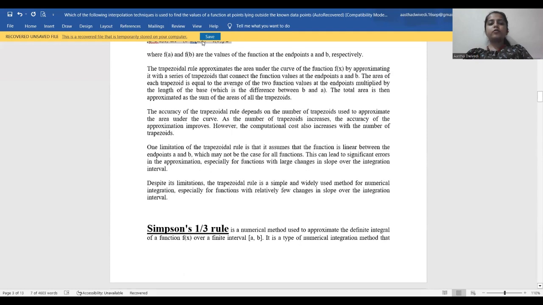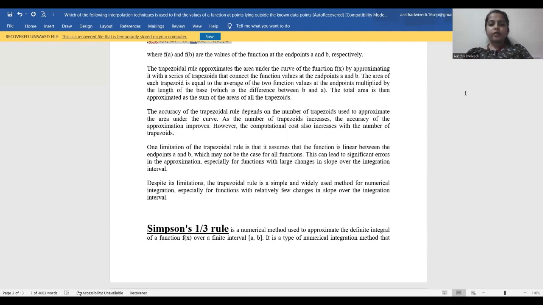The trapezoidal rule approximates the area under the curve of a function f of x by approximating it with a series of trapezoids that connect the function values at the endpoints a and b. The area of each trapezoid is equal to the average of the two function values at the endpoints multiplied by the length of the base, which is the difference between b and a. The total area is then approximated as the sum of the areas of all trapezoids.